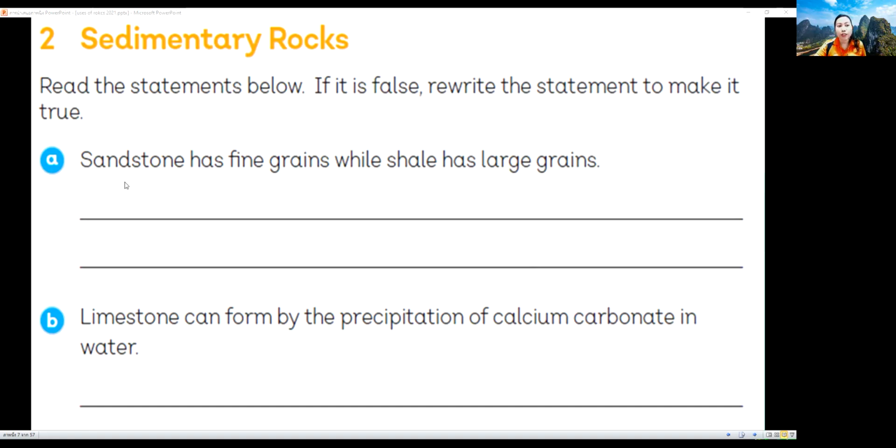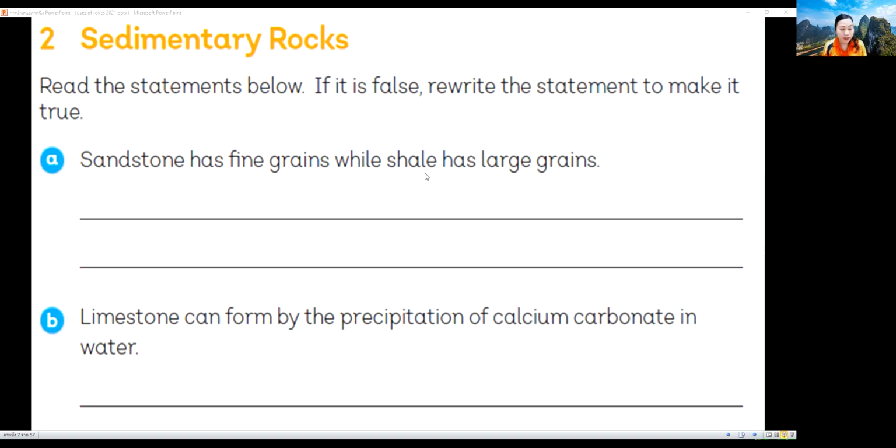Look for the sandstones in your book. Compare the sandstones and the shale. Sandstone has fine grains. Is it correct? Does it have fine grains? And while shale has large grains. If it's correct, you don't need to write anything. If it's wrong, you need to write the correct sentence in this space, okay? I'll give you 2 minutes to look for the sandstones and the shales and try to compare them.